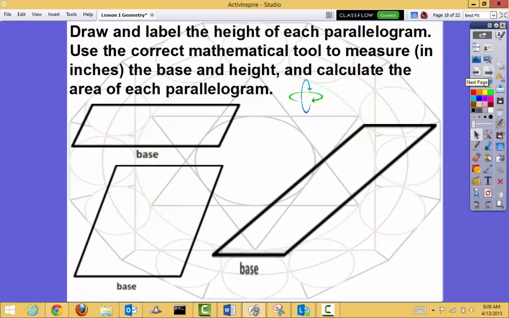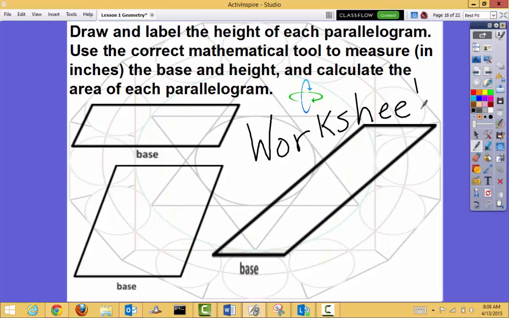Now what you're going to do is, I want you to draw and label the height of each parallelogram. Use the correct mathematical tool to measure in inches the base and height. Calculate the area of each parallelogram. Since you're on the computer, you won't be doing this, so you're going to be doing a small worksheet instead. And you're going to be doing this as a group, so click on the link to the side.